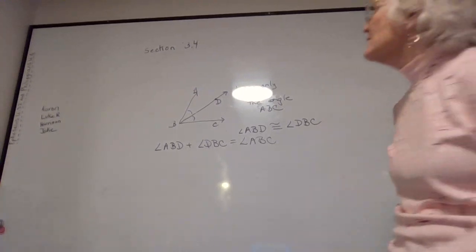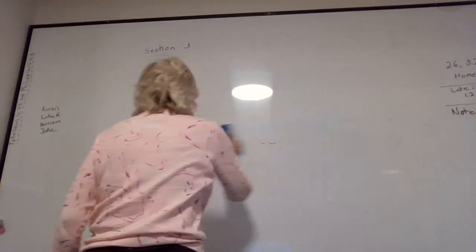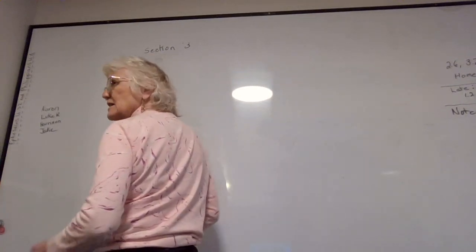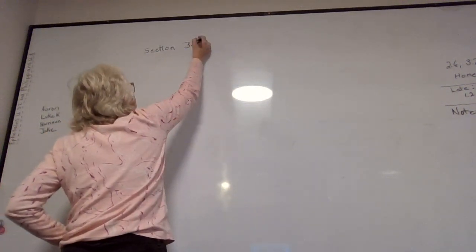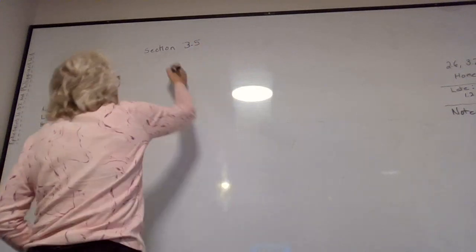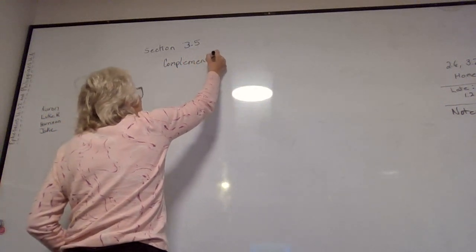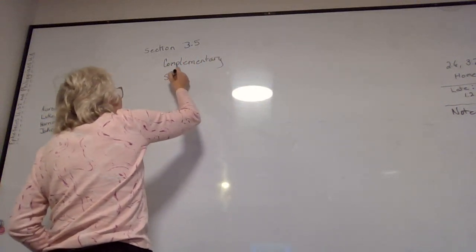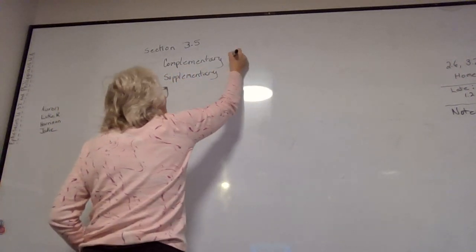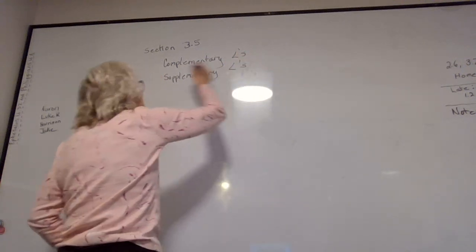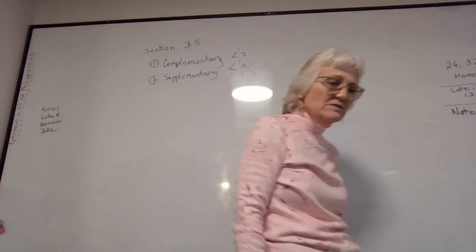And now we're doing 3-5. So make your notes on 3-5. Am I seeing everybody write some notes down? Okay, 3-5 is about complementary and supplementary angles. Two different kinds of pairs of angles.